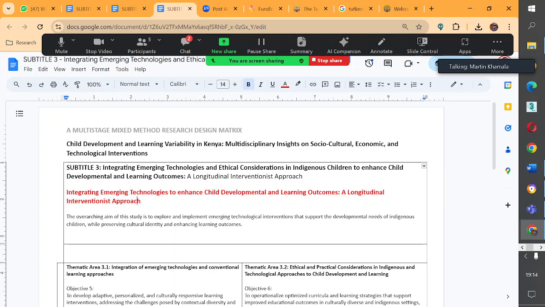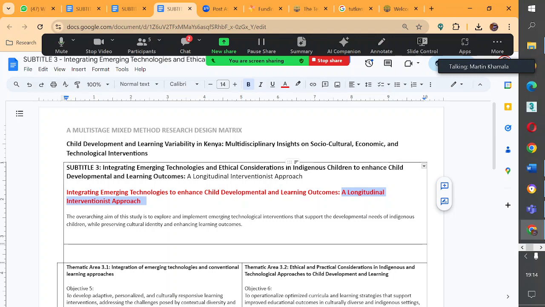using subtitle number 3. And the focus on subtitle number 3 is more on the technologies and tools for learning or for child development and learning. And you can see here there's a subtitle of a longitudinal interventionist approach. So this is a general big picture of the framework, we could say, that we're using to prepare our proposal.